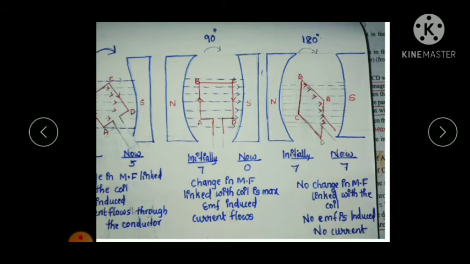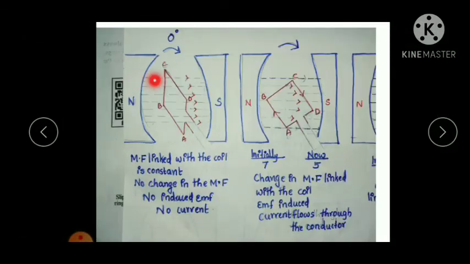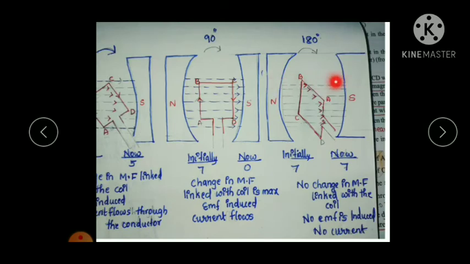And here you can see all the magnetic field lines are now passing through the coil. 1, 2, 3, 4, 5, 6, 7. All the 7 magnetic field lines are passing through the coil. So initially 7 magnetic field lines were passing through the coil. Now also 7 magnetic field lines are passing. That means there is no change in the magnetic flux linked with this coil. Hence, there will be no induced EMF.